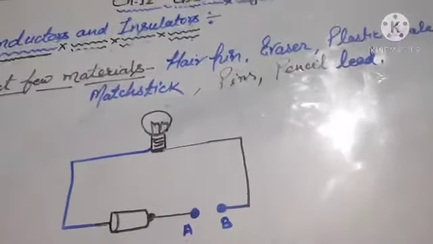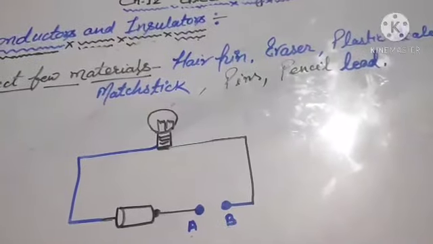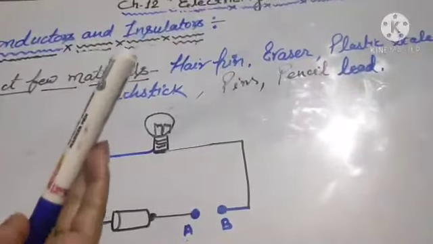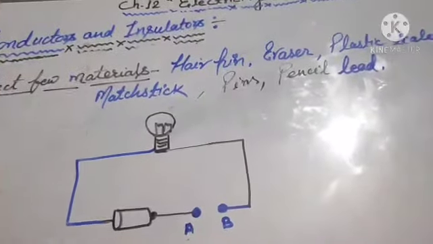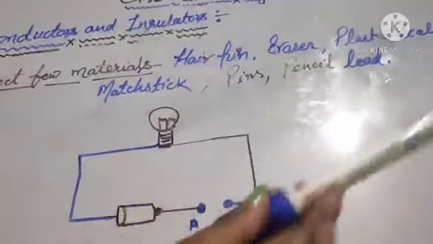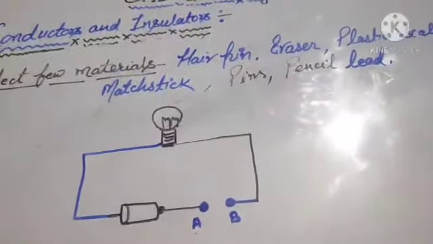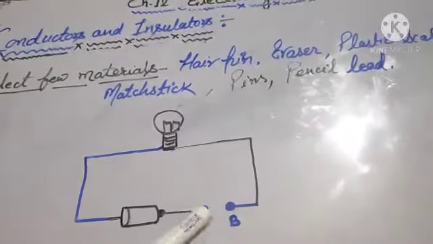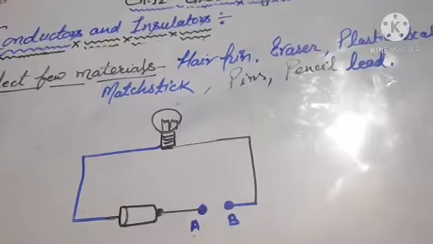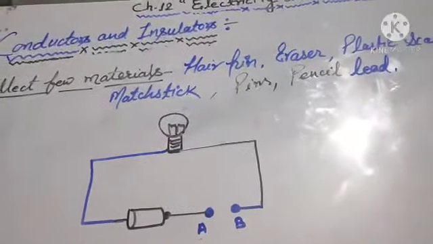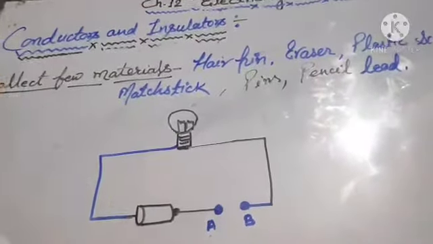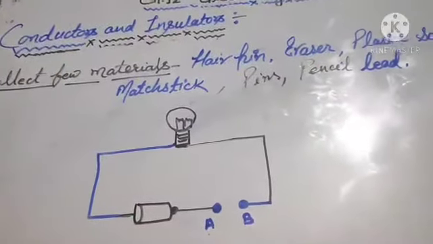So here we can conclude that the bulb glows in some cases and does not glow in other cases, right? Meaning when we put a hairpin, pencil lead, or pins between the gap of A and B, the bulb glows. And when we put other things like a plastic scale or matchstick, the bulb doesn't glow. The reason behind this is that some materials are good conductors and some are insulators.